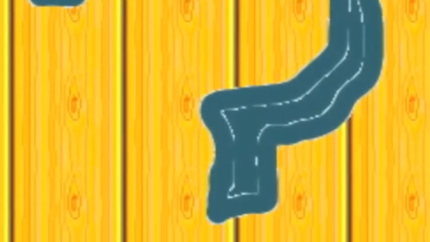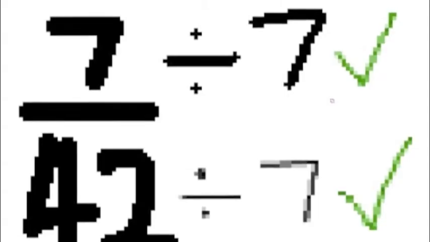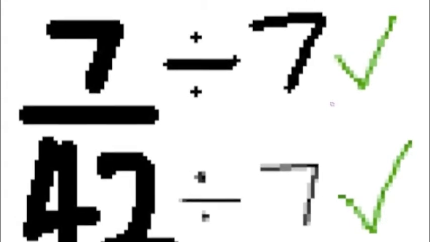The answer is quite simple. First, find the GCF, or greatest common factor. The GCF is a number that can evenly divide into both numbers of your fraction. Take 12 over 20. The biggest number that can divide into both evenly is 4. That means 4 is the GCF. If you can't find a GCF, then the fraction cannot be simplified.